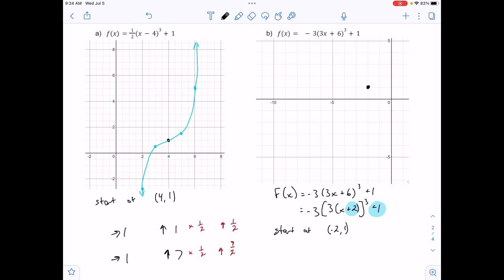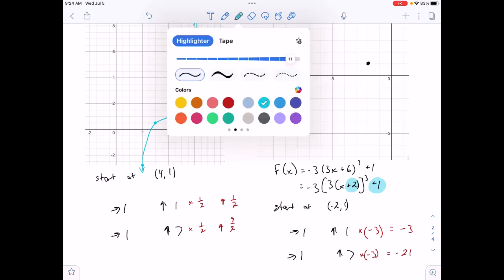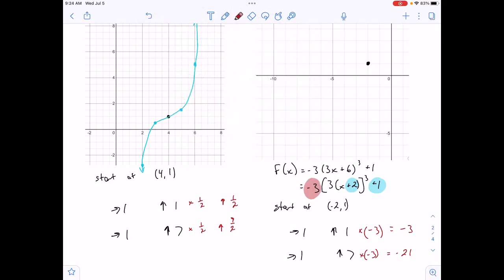Perfect. Now we need to determine our step pattern. You'll recall, once again, we were going right 1, up 1, right 1, up 7. But we need to transform these points. I'm going to do my vertical transformation first. I'm multiplying my y shifts there by -3, which will give me that I'm actually going to be going down by 3 and then down by 21. And that's all coming from my -3 out front.